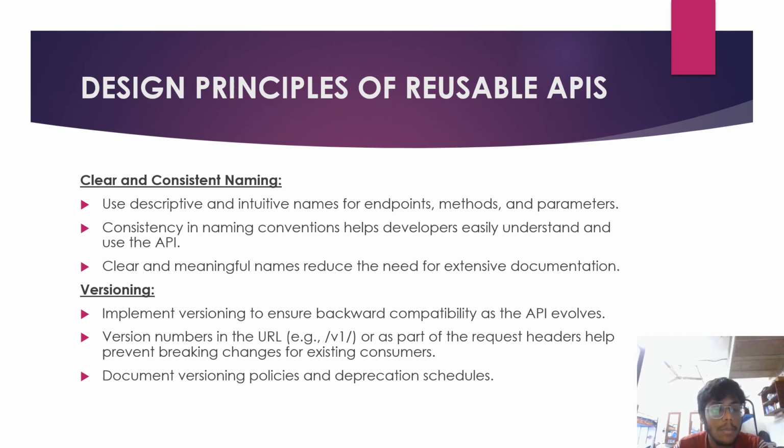Next one, versioning. Implement versioning to ensure backward compatibility as the API evolves. Version numbers in the URL or as part of the request headers help prevent breaking changes for existing consumers. Next one is document versioning policies and deprecation schedules.